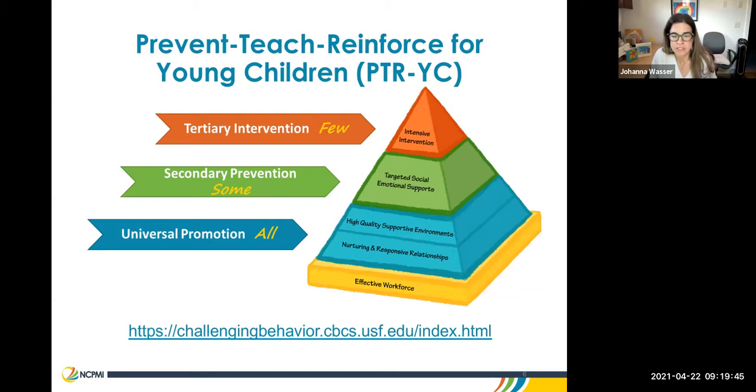But I came from a very different approach. I came from a self-contained setting, very behavioral driven. And when I learned about pyramid model, it really opened up my eyes to a new way where we can provide applied behavioral analysis practice with developmentally appropriate practice. And this is very true when we're looking at behavior. So when we're looking at that challenging behavior, we need to think of what are those bottom layers of the pyramid that need to be in place to help support that child.